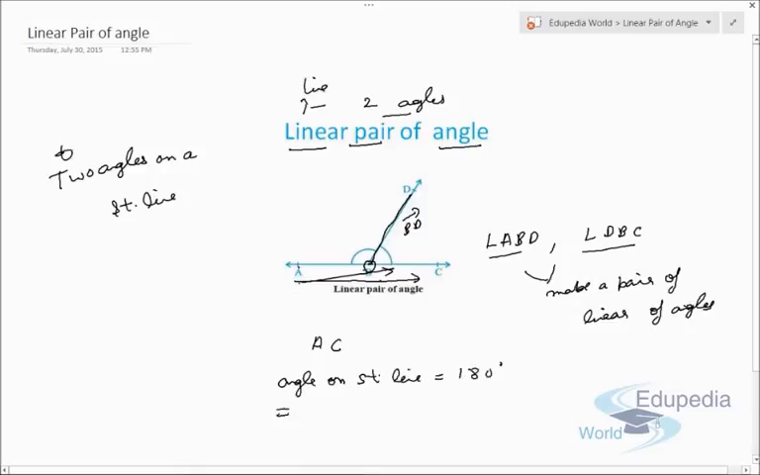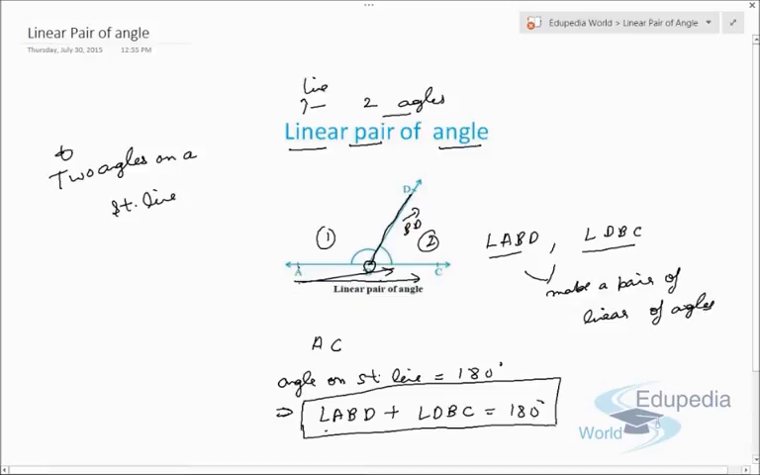So this implies that if we add angle ABD plus angle DBC, meaning if we add this angle and this angle, this will represent a straight line. So this means the sum of angles, angle ABD plus angle DBC, will be equal to 180 degrees. It's a very important concept, and we'll solve a lot of questions using it, and there is also a theorem on this concept.